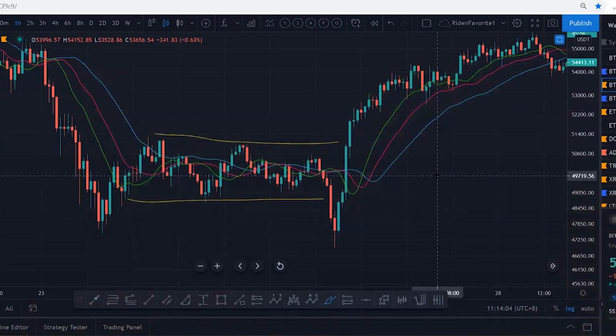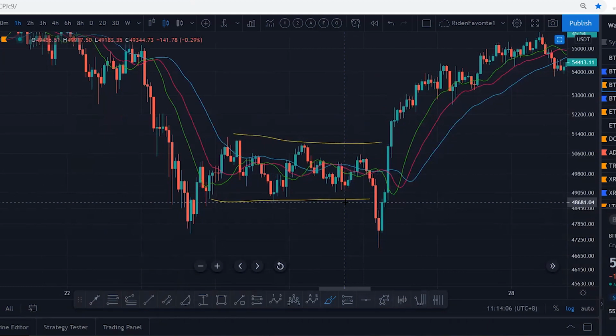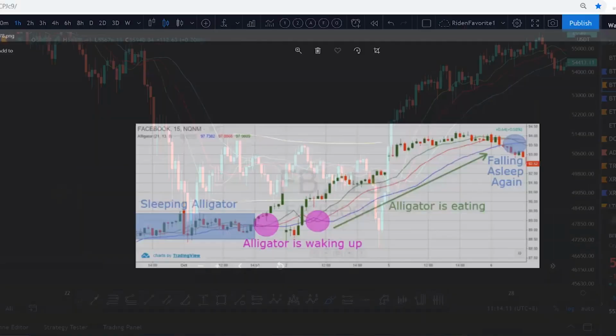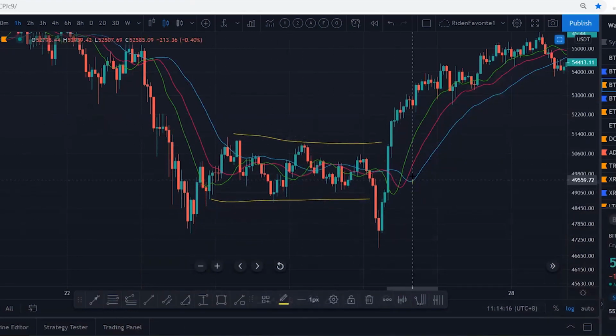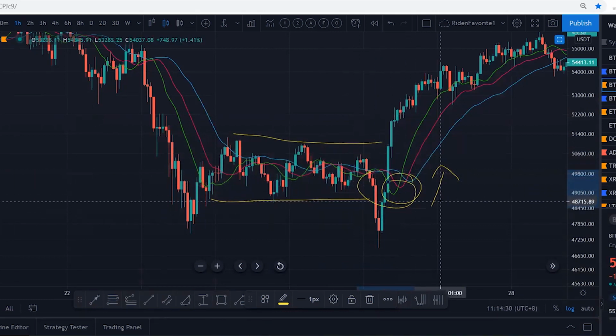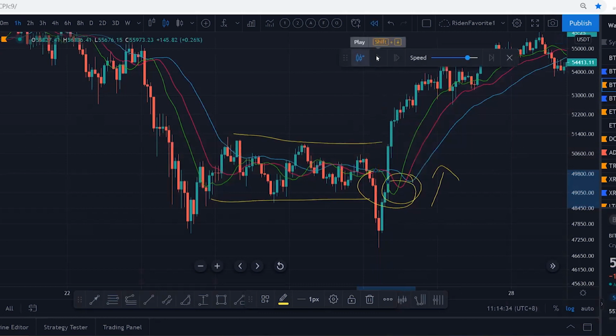Now we will move to the actual test of this position. As you remember, when the alligator is sleeping, you do nothing. Okay, now there is an overlap here, and the alligator's mouth, the jaws, are starting to open upward, if you can see it, upward. So this is the time to buy. Okay, let's see if we are on the right track, just for example.